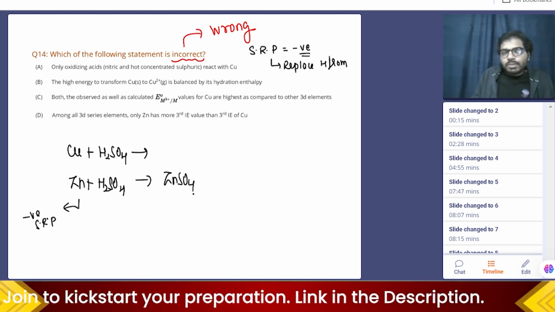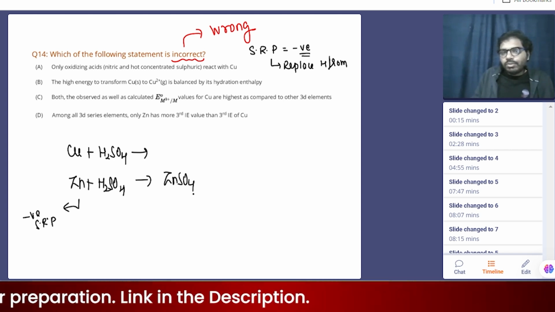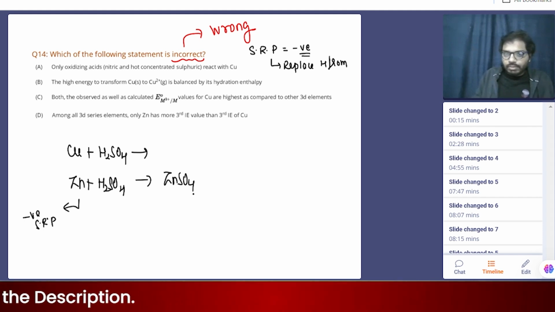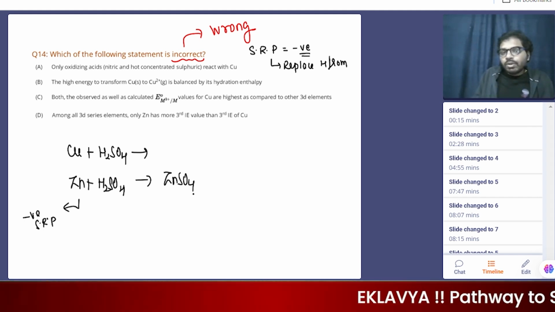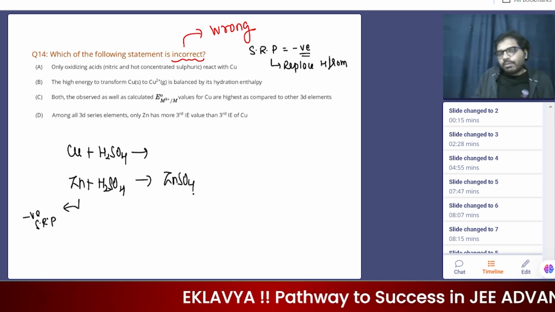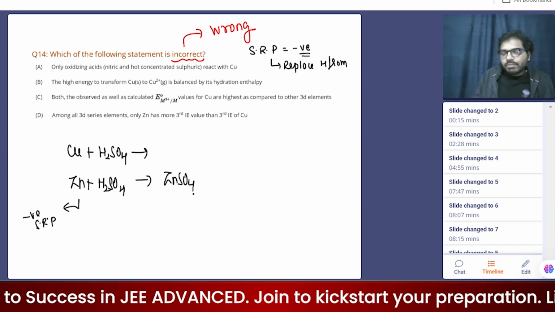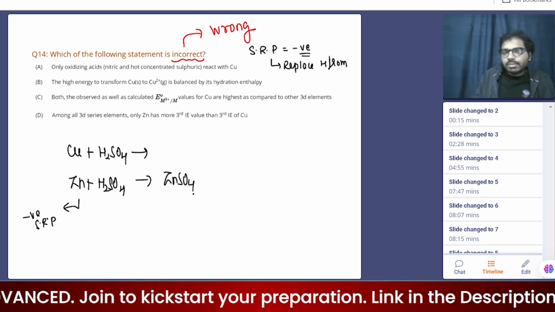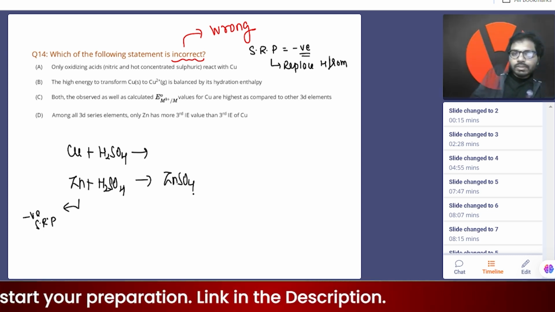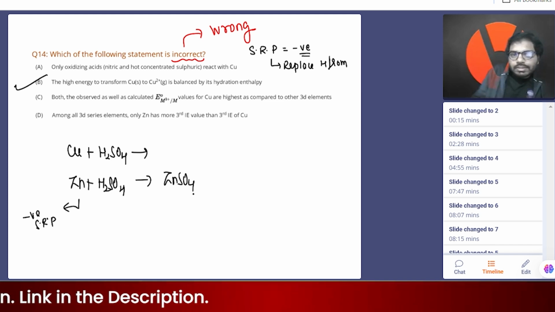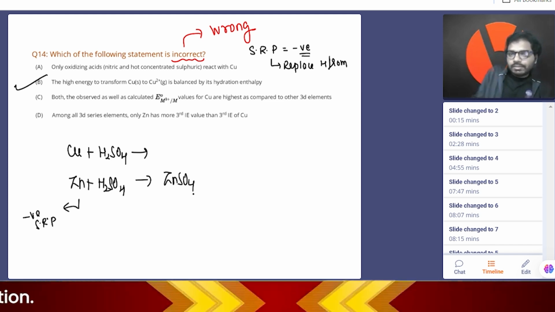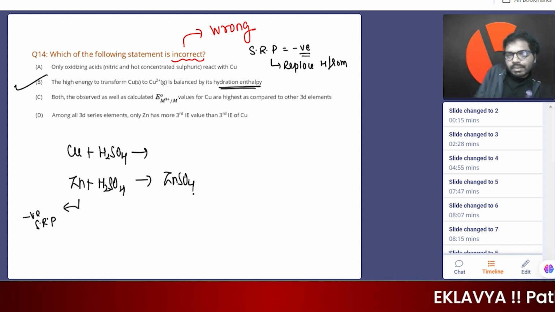What is option B saying? The high energy to transform the copper solid to Cu2+ gas is balanced by the hydration enthalpy. Copper has a high enthalpy of atomization and a low enthalpy of hydration. Thus, the high energy to transform the copper solid into aqueous is not balanced by the hydration enthalpy. So actually, this statement is incorrect here. It is not balanced by the hydration enthalpy.